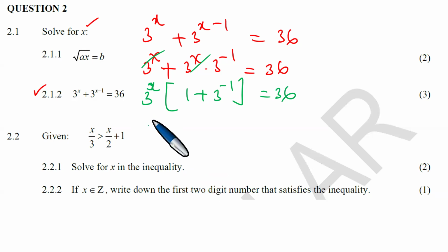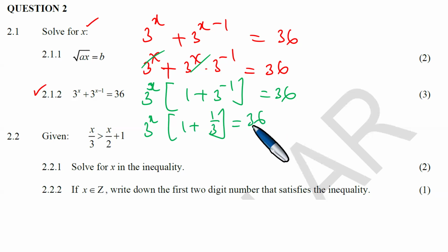Okay, I get your point. So this is 3 to the power x. What do we do now? We need to add. We collect items and add them up like this addition here. So it's 1 plus 3 to the power minus 1, which is 1 plus 1/3, and that times 3 to the power x is 36. So 1 plus 1/3 is what?